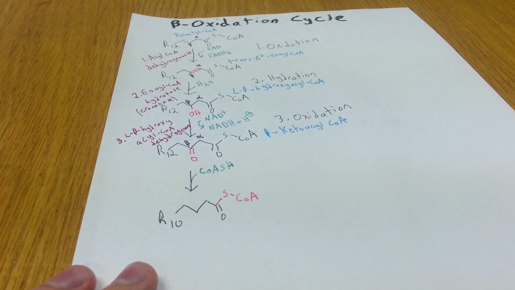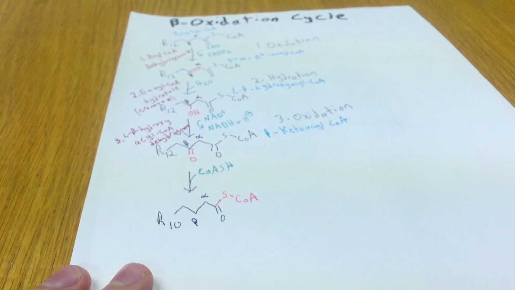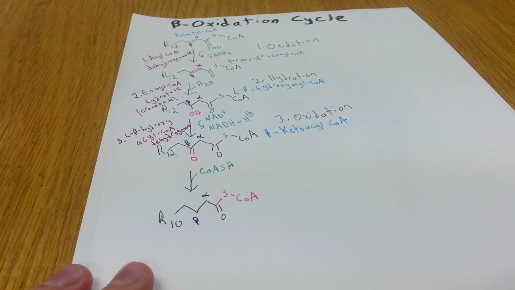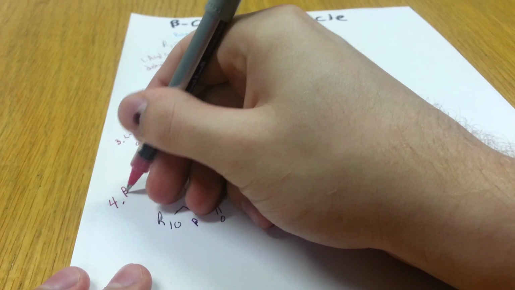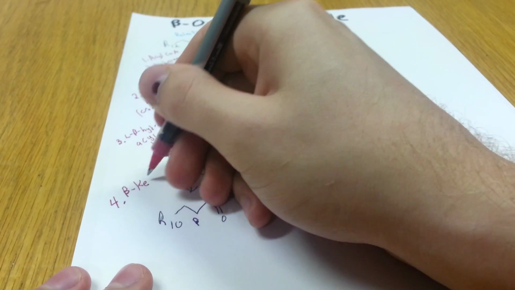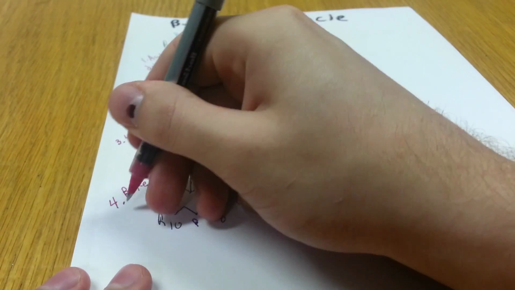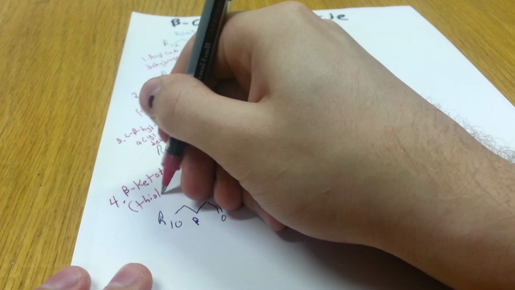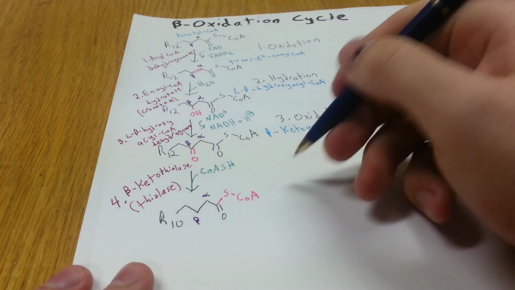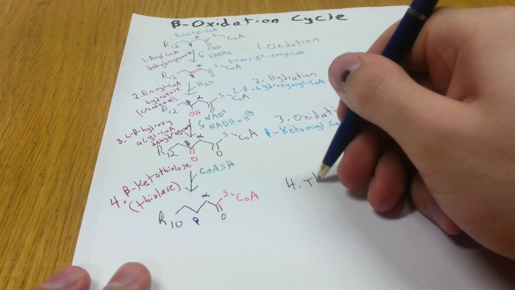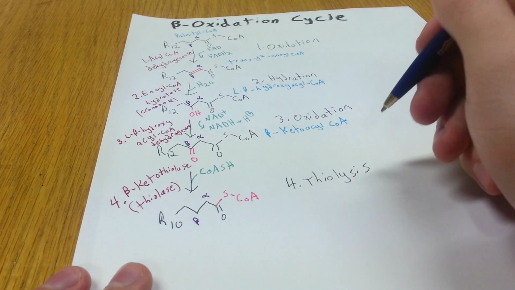And I will label the new alpha and beta carbons that are involved. And the enzyme for this, also simply named beta-ketothiolase, or just thiolase. And this is the thiolysis step, or thiolysis if you like.